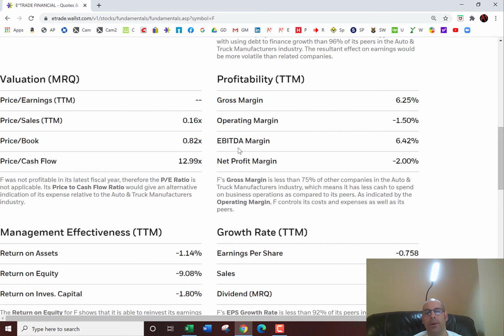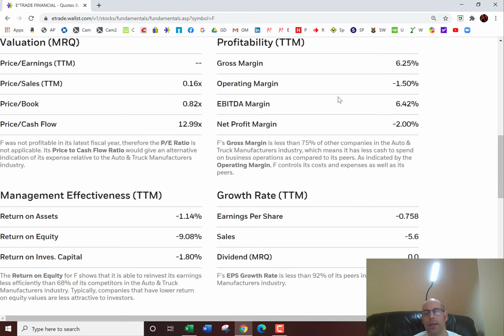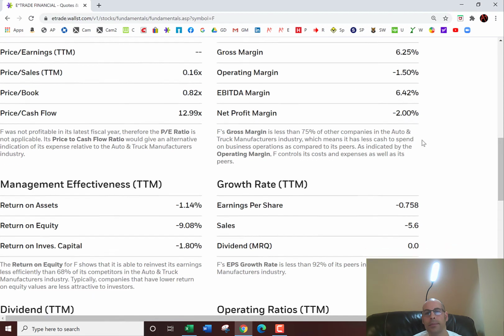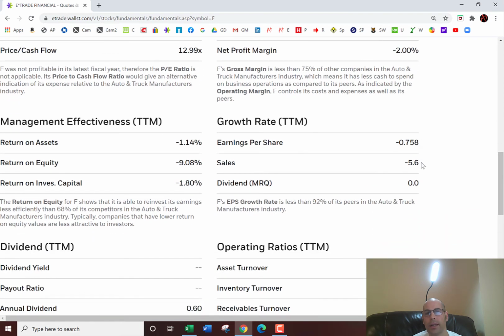EBITDA is earnings before interest, taxes, depreciation, amortization. That's 6.42%. Net profit margin is kind of like the bottom line, your net income over your revenue, and they're negative 2%. So every $100 they generate, they lose $2. Earnings per share, that's how much money you make if you own a share of stock. You actually have to pay the company 76 cents. You don't pay them anything, but theoretically you do.